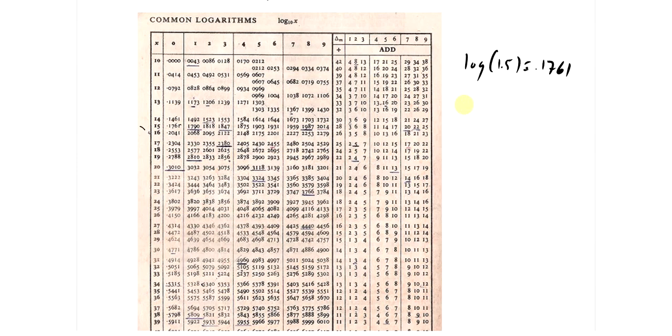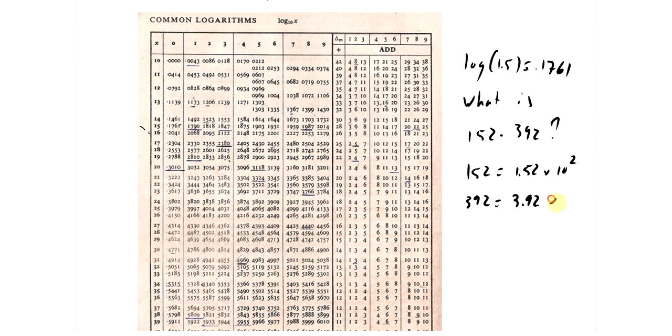can you multiply 152 times 392? Right? And you know how to do that. You can multiply numbers. But note that 1.5, if you go scientific notation, 152 is 1.52 times 10 squared. 392 is 3.92 times 10 squared.